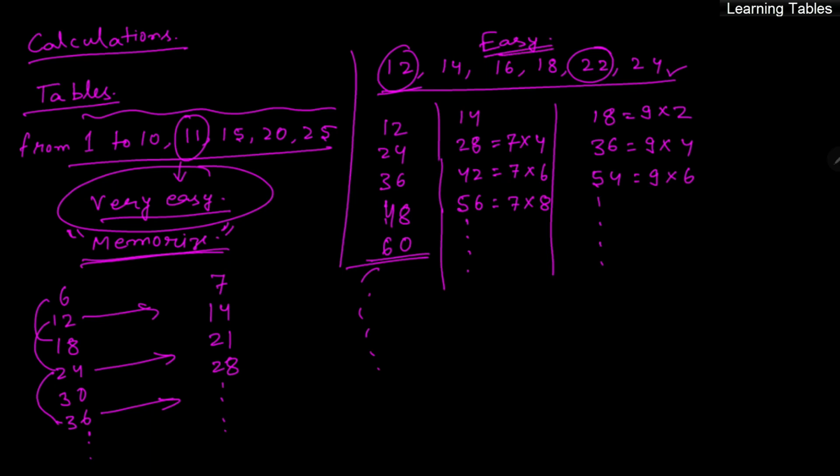Now let's go to a little more difficult one, so to say. Let's say table of 21. We know 21 is equal to 20 plus 1. If I want to do the table of 21, what do I need to do? I need to do the table of 20 plus 1. How do I write it? Can I write the table of 20?